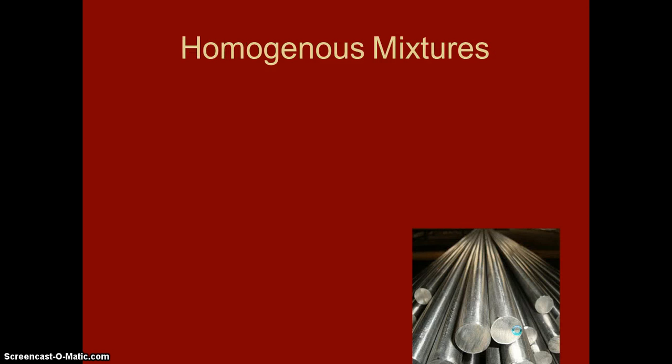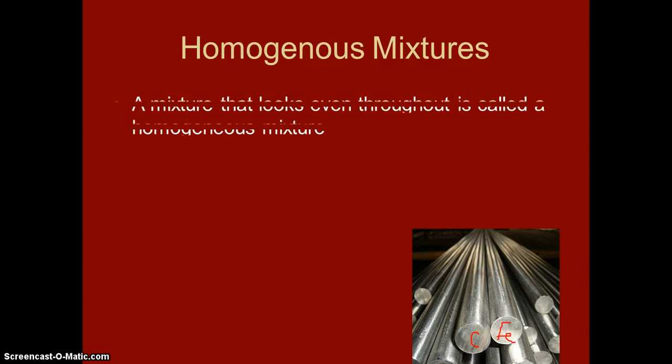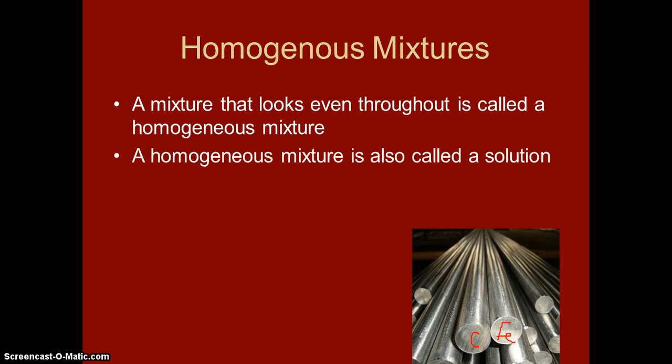Versus a homogeneous mixture. In steel down here, I can't see what's iron and what's carbon. These things are going to look even throughout, so we call them a homogeneous mixture. Remember, the prefix hetero means different, homo means the same. So a homogeneous mixture is going to look the same throughout. We call these things solutions.